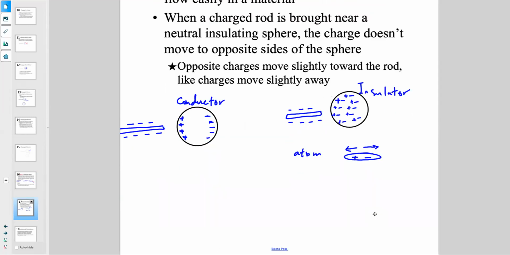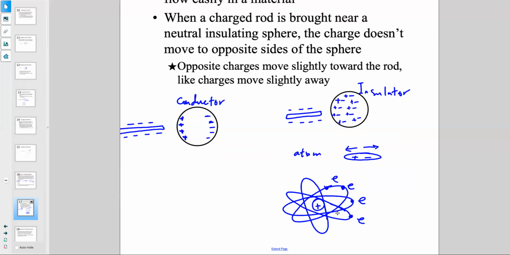For example, if this is the positive at the center, electrons will spend more time to the other side. So all of these electrons are moving like that, right? So the possibility that electrons are spending time on the right-hand side is more compared to the left-hand side if you are bringing a negatively charged rod close to it.